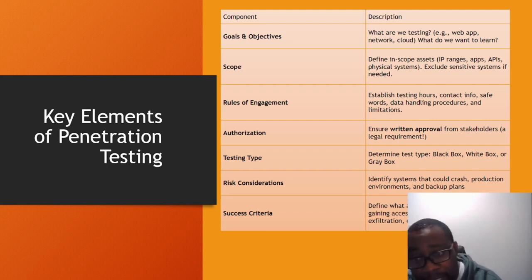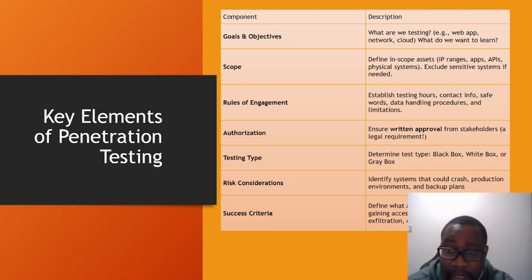Testing type. So is it a black box test? Is it a white box test? Is it a gray box test? So black box is pretty much you have no knowledge of the system that you're about to pen test, and it's almost mirroring what a hacker or a malicious actor would actually do, right? White box is when you have certain permissions. When you have permissions, you have information about what you're pen testing, and you have the go-ahead. So you have all the information at your fingertips. And then gray box is a mixture of the two. You might have some information, some credentials, but not everything, right?